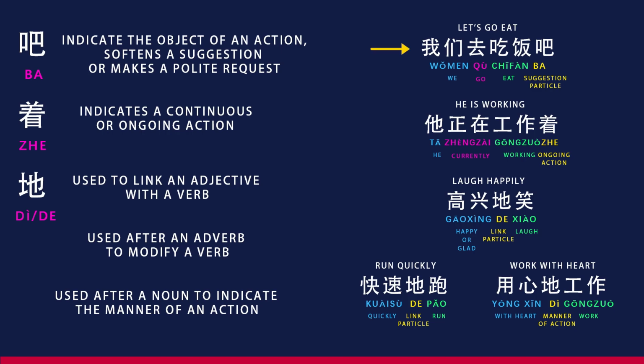So in the first example, ba suggests an invitation to go eat, creating a friendly and inviting tone. The use of ja in the second example indicates a continuous action, portraying the person working without interruption. The versatile particle da or di demonstrates its dual pronunciation. In the example 高兴地笑, the di links happy with laugh, creating laugh happily. In 快速地跑, di modifies quickly, forming run quickly. Finally, 用心地工作 uses the di to indicate the manner of the action, meaning working with heart.